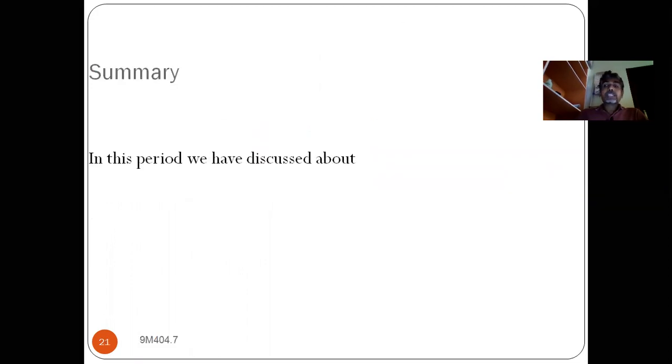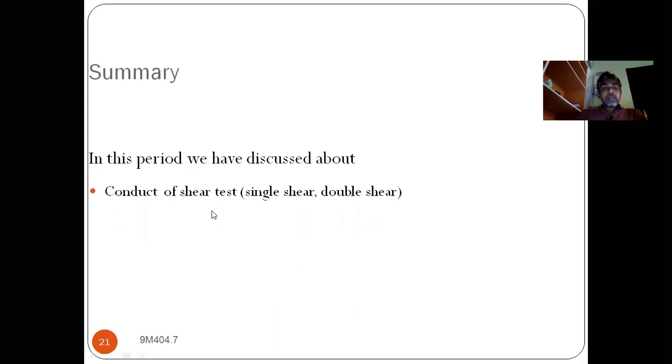So what are the things we have discussed till now? We have discussed how to conduct the shear test, whether it is single shear or double shear. In single shear, one side shear takes place; in double shear, two sides shear. In the shear test, we are applying the transverse load. When you apply the transverse load, what will happen?